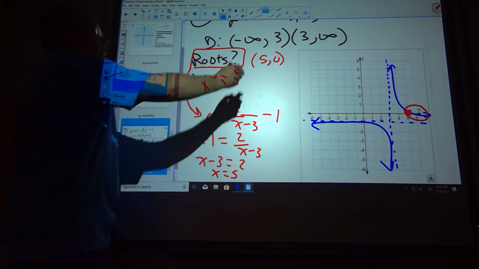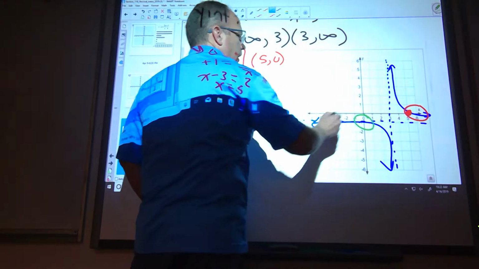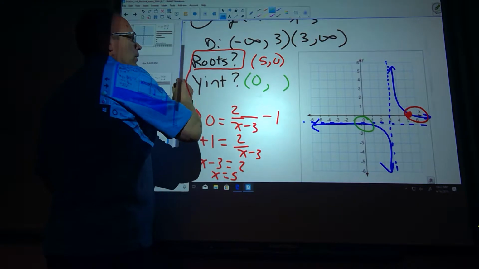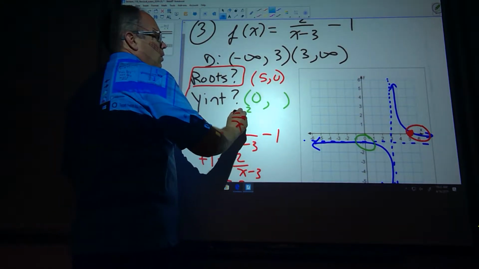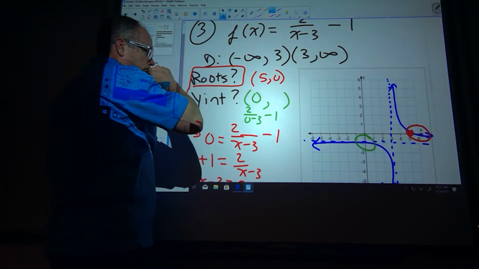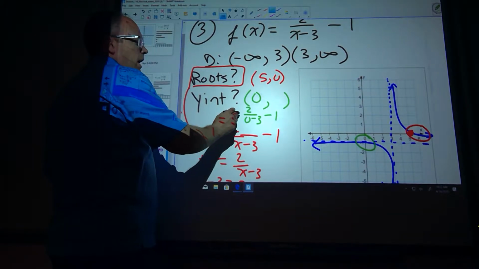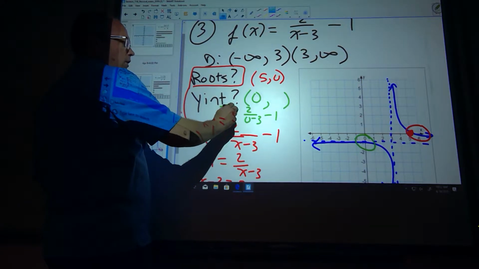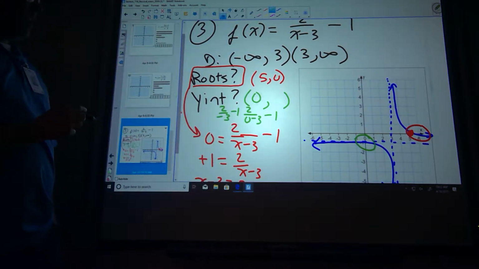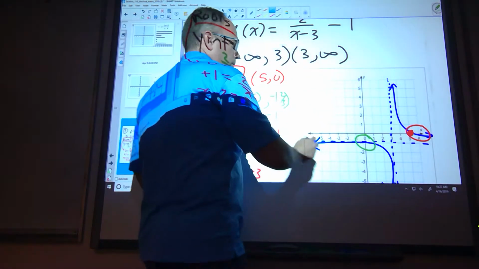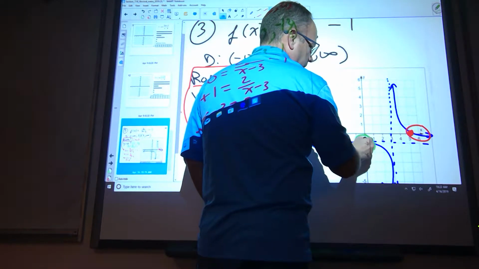It does indeed cross the y-intercept somewhere in here. So for the y-intercept, I'm going to plug 0 in for x into my original equation. So I'm going to get 2 over 0 minus 3 minus 1. And then doing the math there, I get 2 over negative 3 minus 1. So I get negative 1 2/3. So right there, roughly.